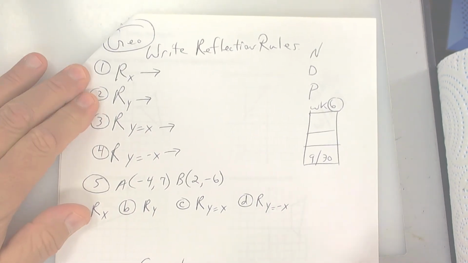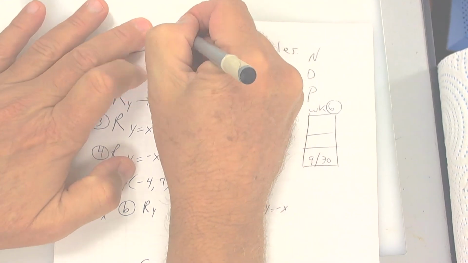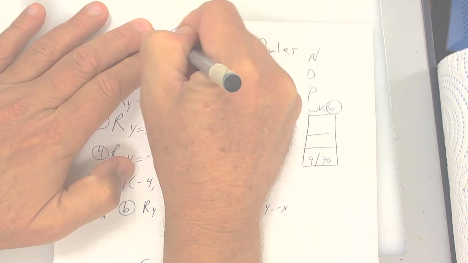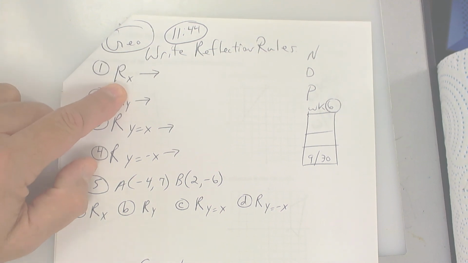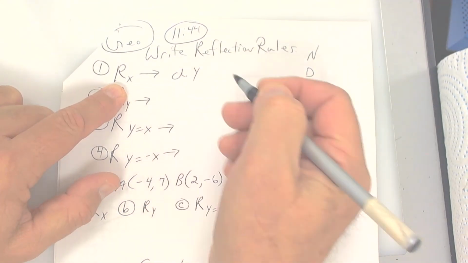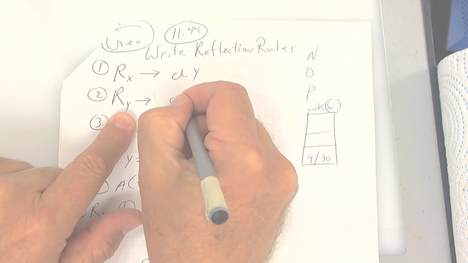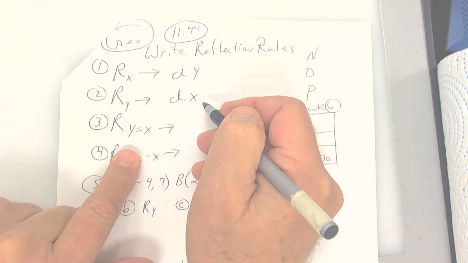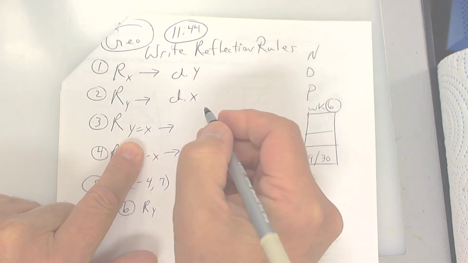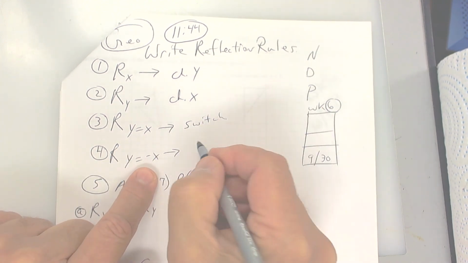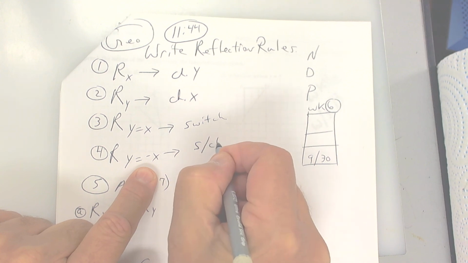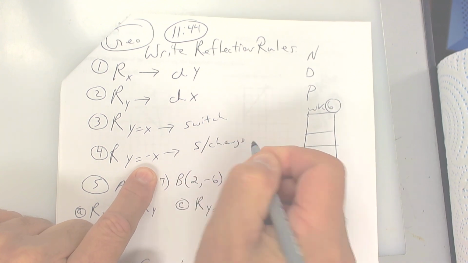All right, so at 11:44, we're talking about geometry here. That's the time on the video. I want you to write the rules of reflection. Remember, if you reflect over the x, you change the y. If you reflect over the y, you change the other one, which is x. If it's y equals x, you switch them. If it's a negative x, you switch and change. Write that down. Switch and change.